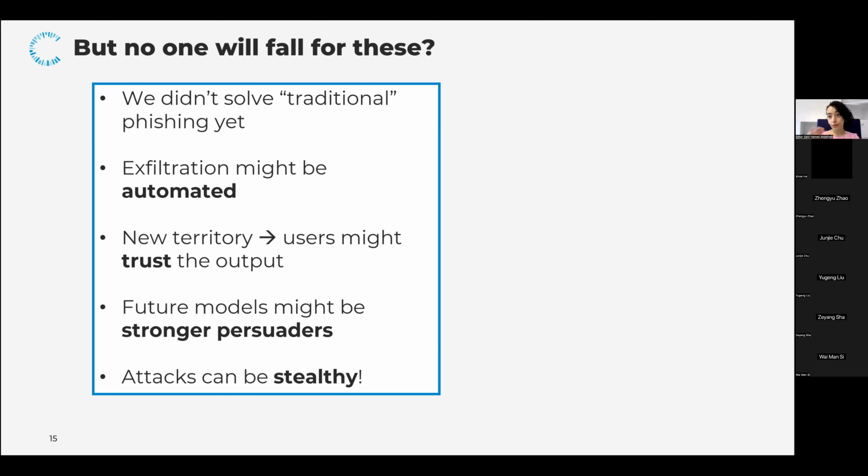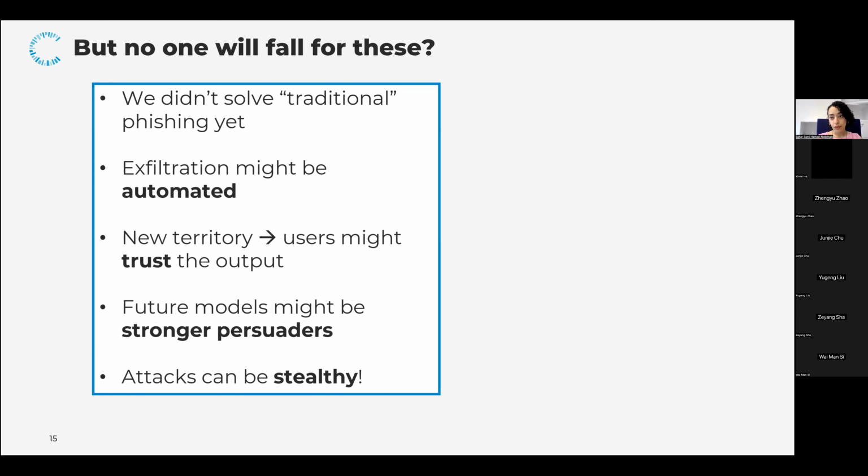The first thing is that we really didn't solve traditional phishing yet. So we still have huge financial losses every year due to phishing. The other thing is that the exfiltration might be automated in the future if the models can send, for example, emails or use other sorts of APIs directly without the user involved.